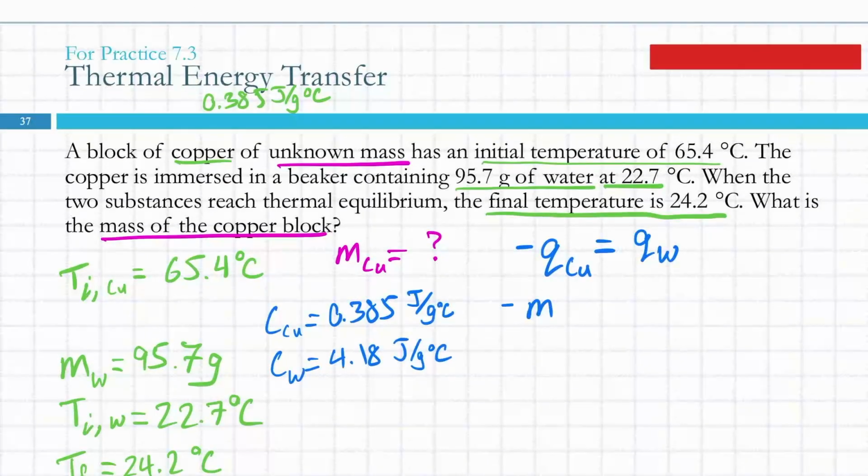So negative mcΔT equals mcΔT. And to help us keep things straight, we're going to label them all with their subscript Cu and their subscript W. And then we get to do a whole lot of plugging numbers in.